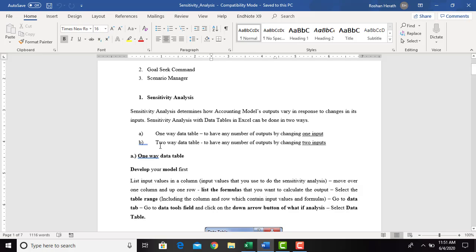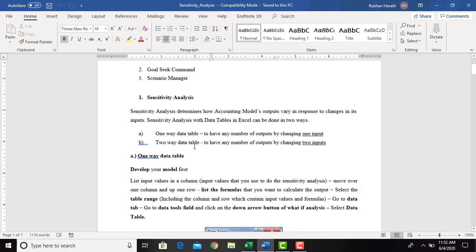In contrast, when it comes to the two-way data table, you can see the change that it brings to the output or outputs when there is a change in two inputs. That is the main difference. In a one-way data table, you could only see change in one input. When there is a change in one input, you can see what effect it has on the output. For example, using the example I was referring to, when there is a change in the selling price, what is the effect that it has on the profit? That is what you can do in a one-way data table.